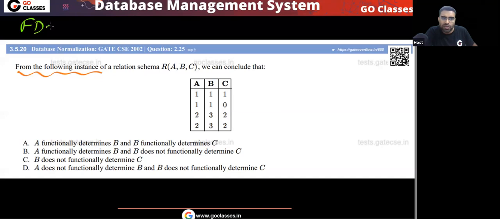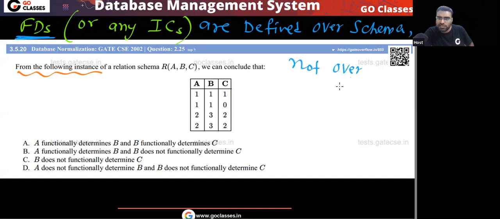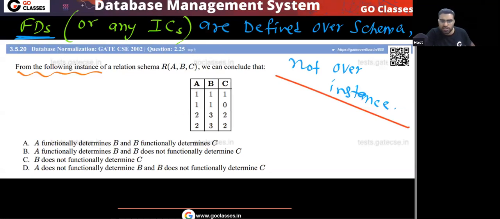You already know that functional dependencies, or any integrity constraint, whatever you take, are defined over the schema, not over the instance. Is this clear? So remember, functional dependencies are defined over schema. Did you understand the difference between this question and this question?